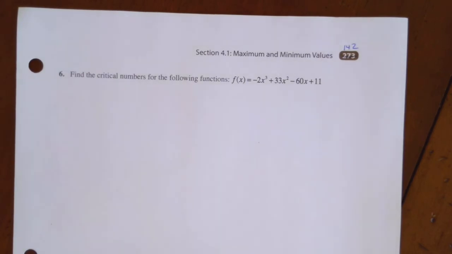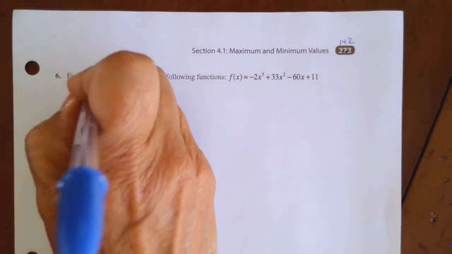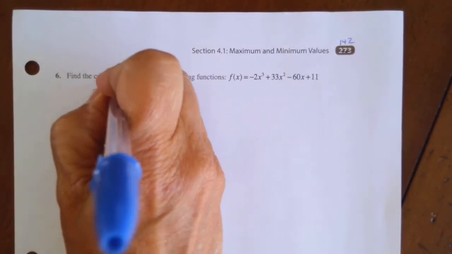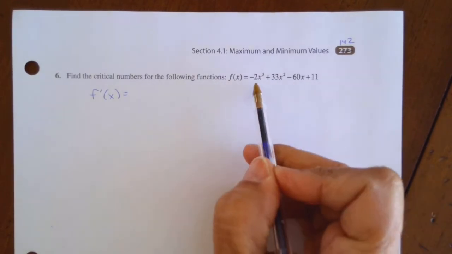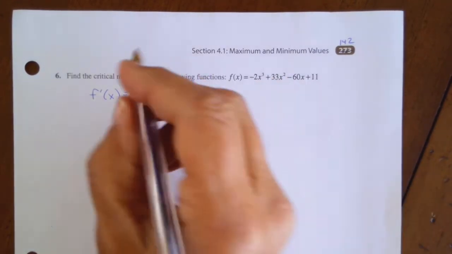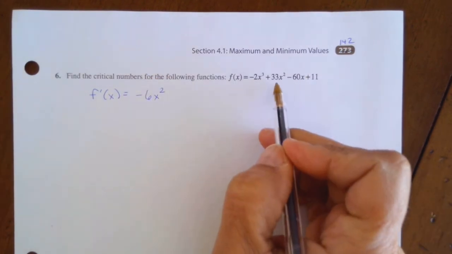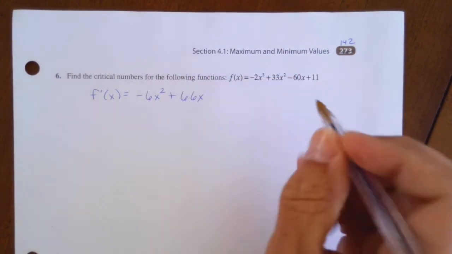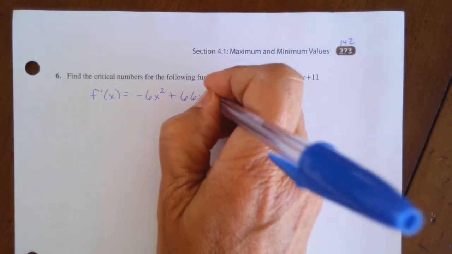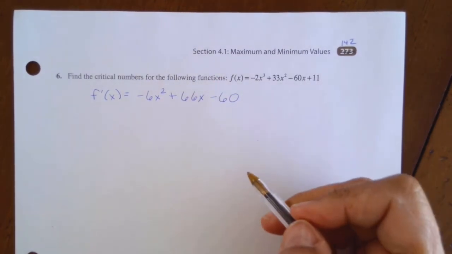All right, now just look at number 6. Find the critical numbers for the following. All right, so again, we're going to find the derivative, set the derivative equal to 0, and solve. Okay, so derivative of negative 2x cubed, that's negative 6x squared. Derivative of 33x squared is 66x. Derivative of negative 60x is negative 60. Derivative of 11 is 0.